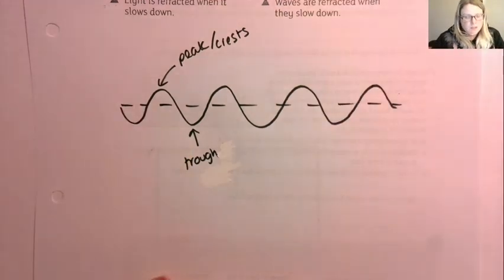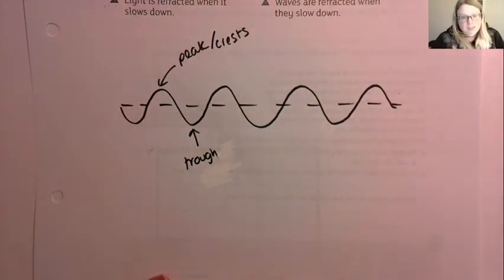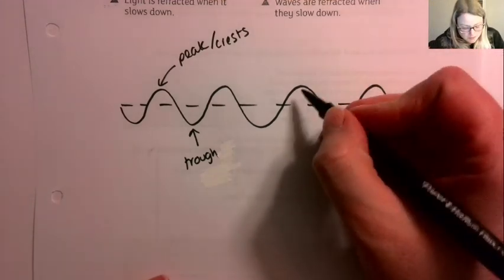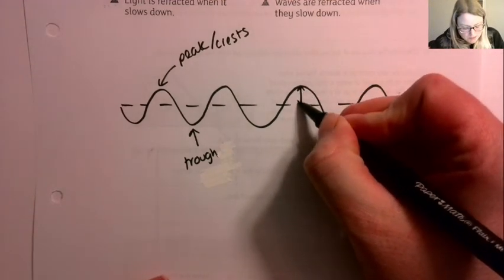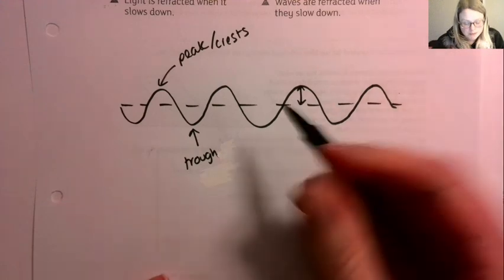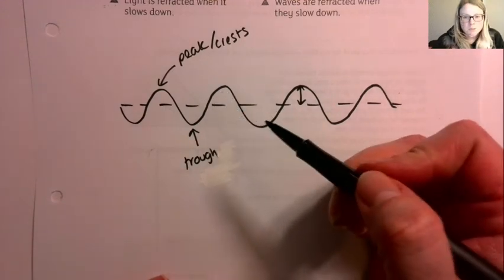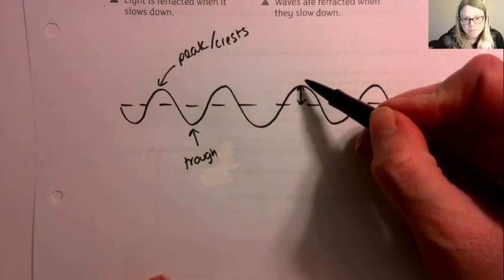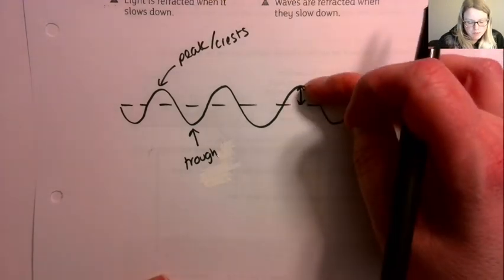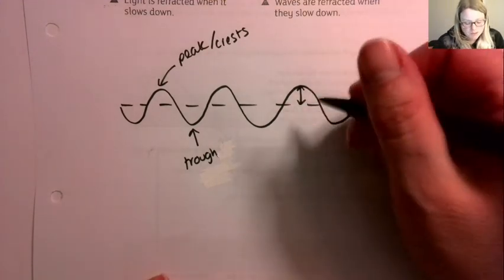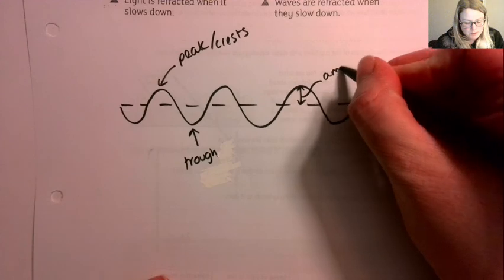Now, the height of the wave, we call that the amplitude. Okay, so I'm going to mark it on from here to here. I could have marked it on lots of different places. I could have marked it on here or here, but it's just the maximum distance or displacement that the particle goes from the equilibrium position. So this is the amplitude.